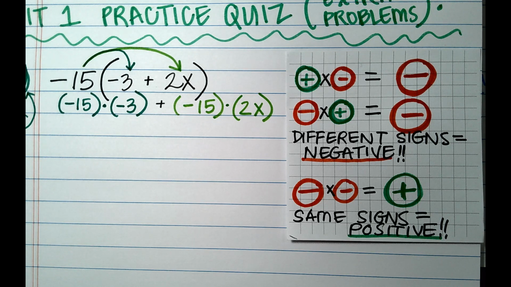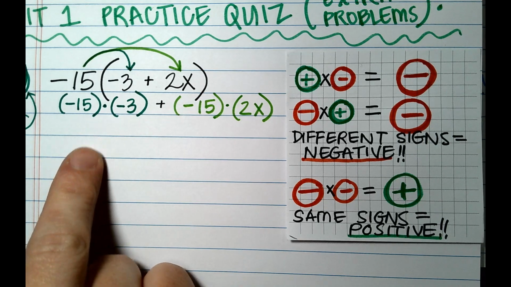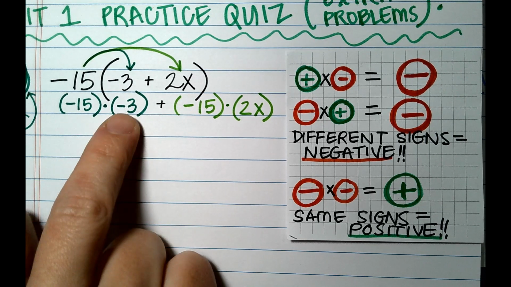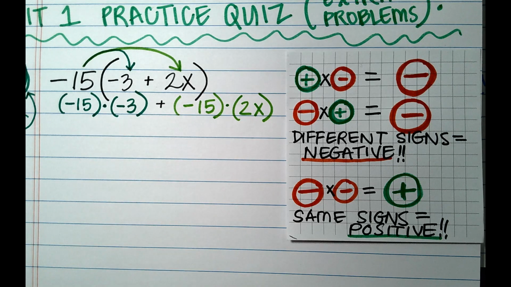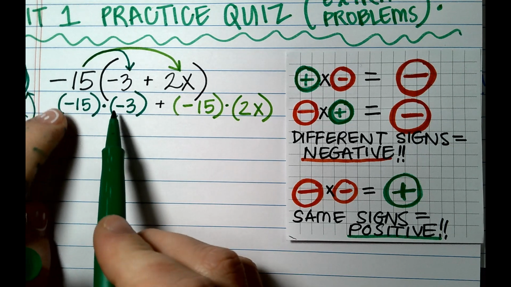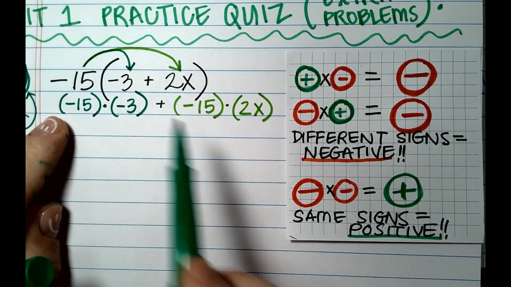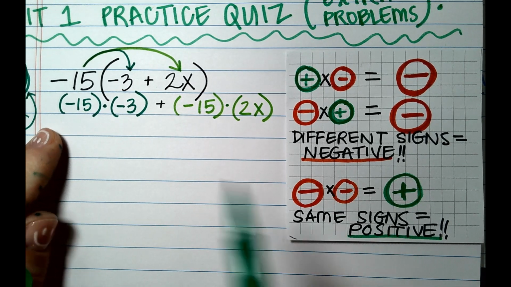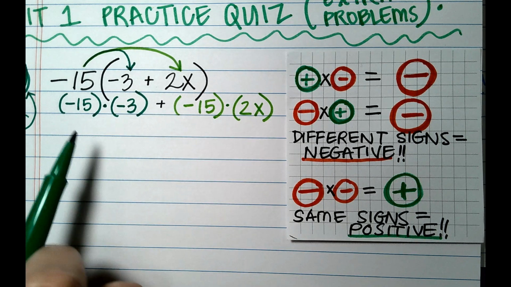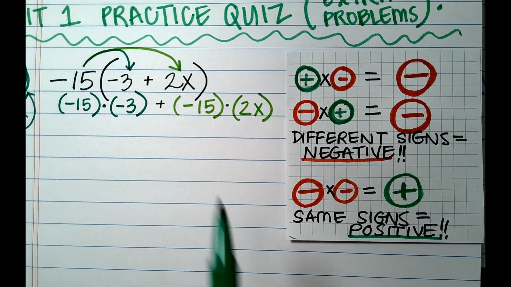So keeping these multiplication rules in mind, now let's look at our problem. I have negative 15 times negative 3. Will our answer be negative or positive? Positive. They are both negative. They have the same signs. Same signs are positive, even if they start negative. So we need a positive answer here.